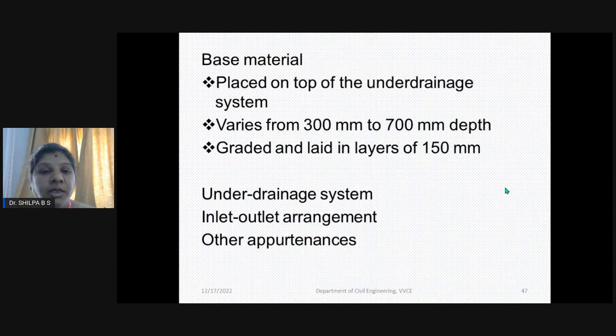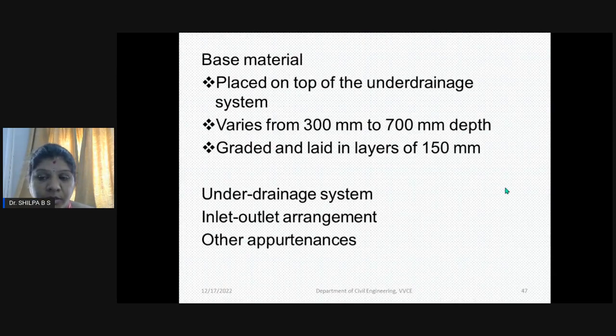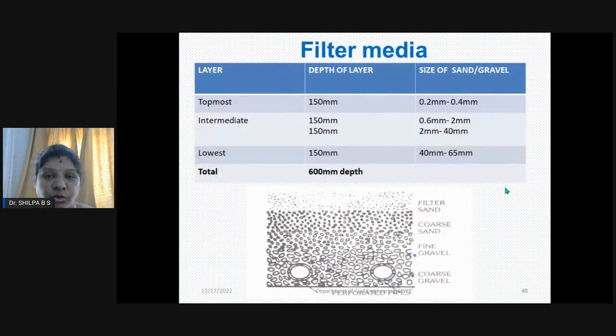Then the other material is the base material. Graded layers of 150 each will be provided, and the size of these will vary from 300 to 700 depth. Along with this base material, there will be an under drainage system, inlet and outlet arrangement, and other appurtenances like weirs and gate valves, which control the flow or the rate of filtration in that tank.